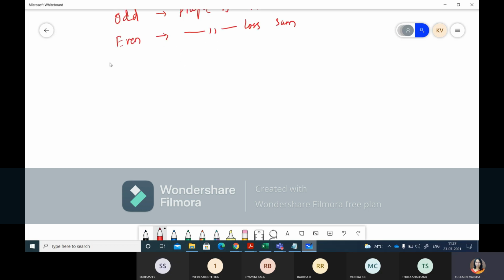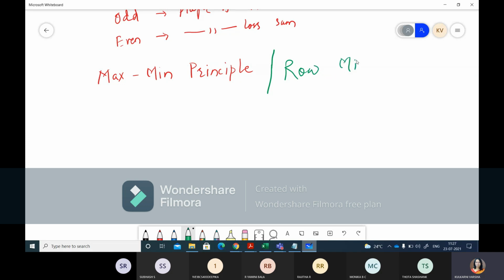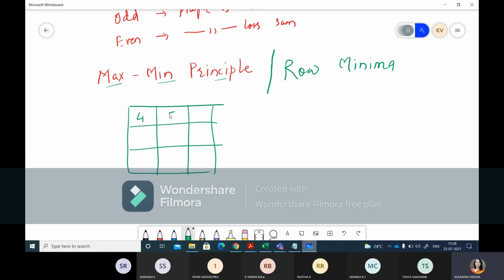So now the next terminology which we are going to understand in this game theory is the maximin principle, which is also called row minima. Suppose we have this payoff matrix. We already know how to form a payoff matrix. This is player A, this is player B.